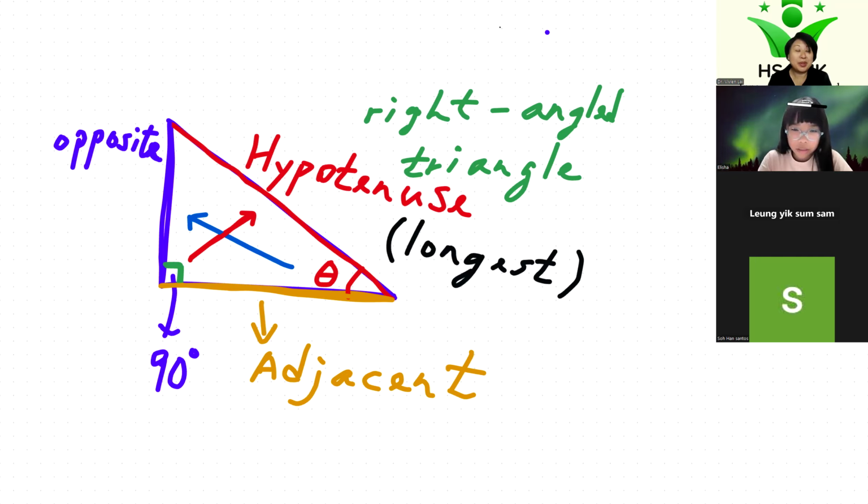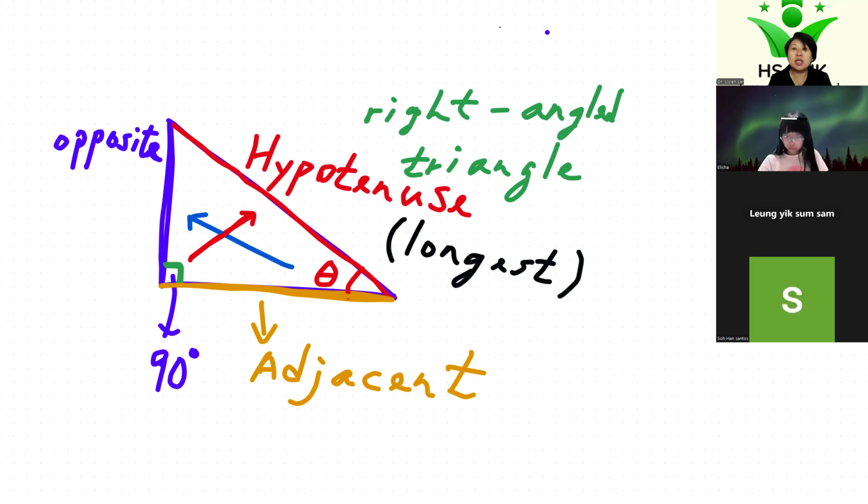Take your time to remember it, okay? Because it's important to identify those lines in order to know how to apply sine, cosine, tangent. You could use your language to write down how to identify the hypotenuse, the adjacent, and the opposite. I say it one more time. The hypotenuse is opposite to the right angle. It's the longest length in a right angle triangle.